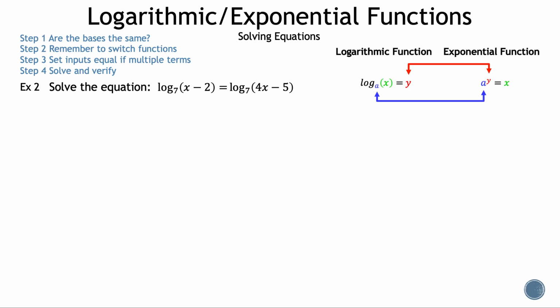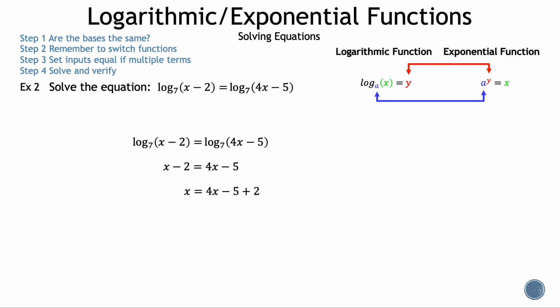Now, let's read the question. Solve the equation where we have the log of x minus 2 with base 7 is equal to the log of 4x minus 5 with base 7. Let's write down the equation so we can show our work. This time, since we only have log with base 7 on each side, we can drop the logs and only worry about the inputs, since the output will be the same. So now we have x minus 2 is equal to 4x minus 5.